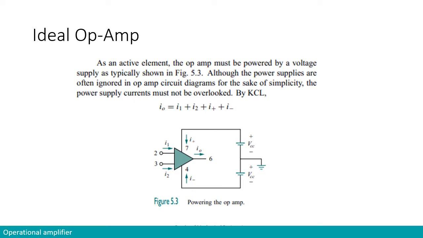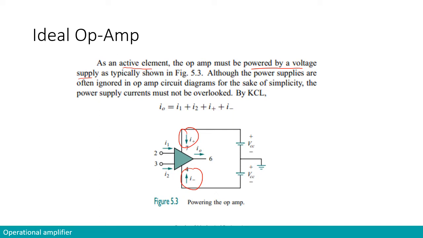As an active element, of course, it has to be powered by a voltage supply. So those are the voltage supplies that we mentioned just now, Vs plus and Vs minus, or here mentioned as I plus and I minus. So this is the supply. Although the power supplies are often ignored in op-amp circuit diagrams, the current must not be overlooked.